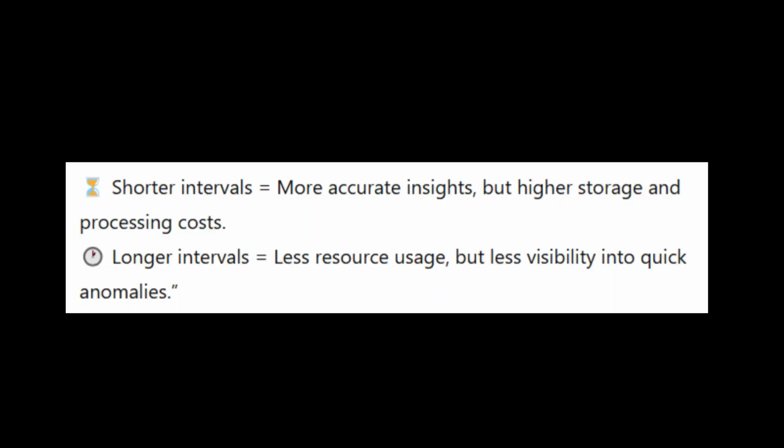So it's a trade-off between data resolution and resource usage. Shorter intervals mean more accurate insights, but they take higher storage and the processing costs are also high. And longer intervals mean the resource usage is less, but then you have less visibility into quick anomalies.